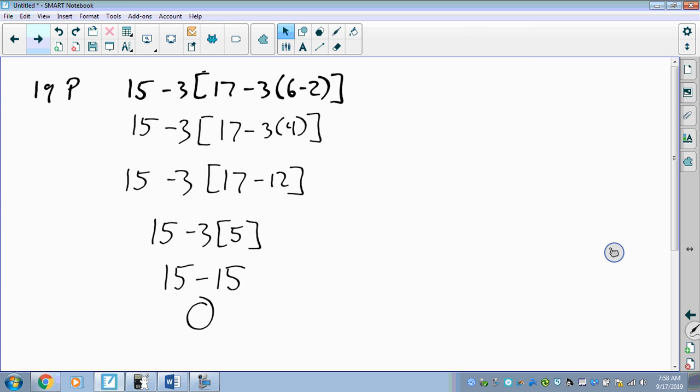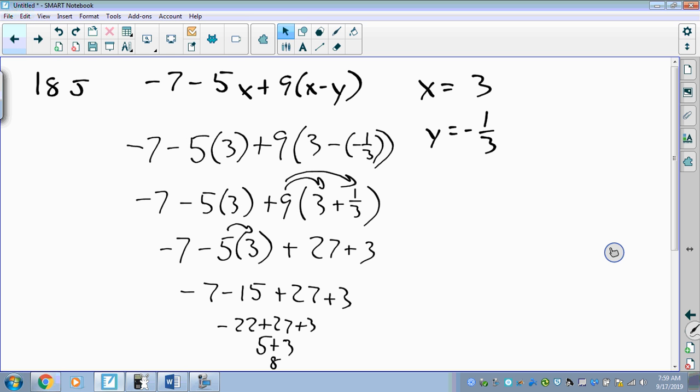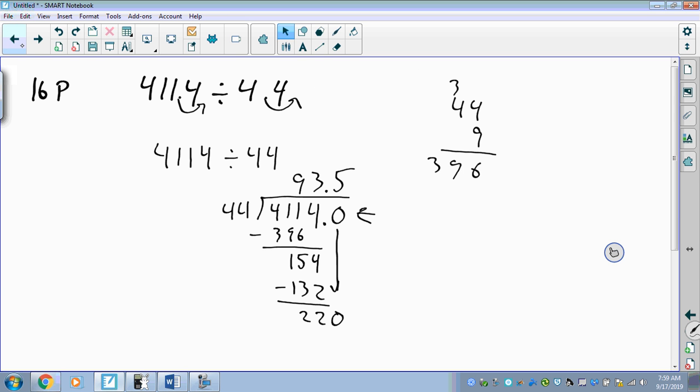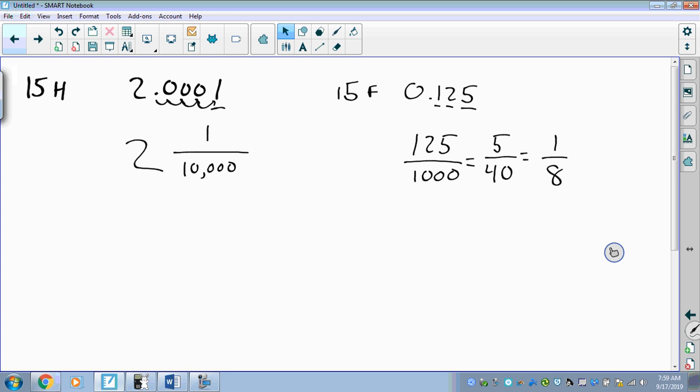So I've got your sheet here. Let me make sure these are right. 19p was 0. It's good. 18j was 8. It's good. 17j was good. 16p, I hope that's right. Good. That's what a calculator is for. Yeah, 93.5. 15h. Yes. 15f. Yeah. Okay.